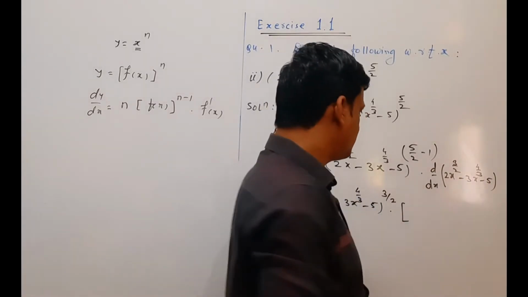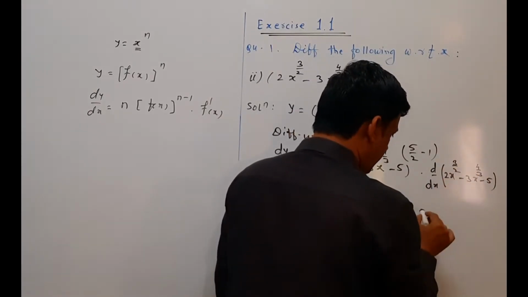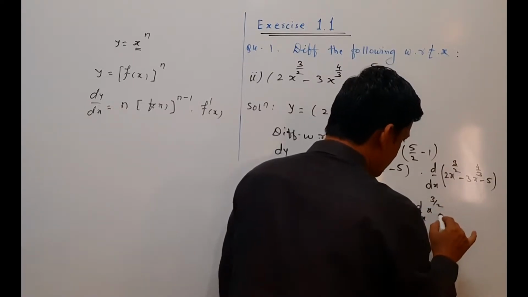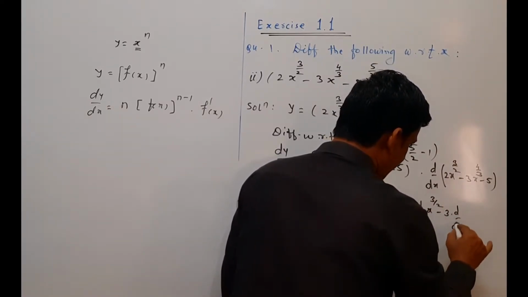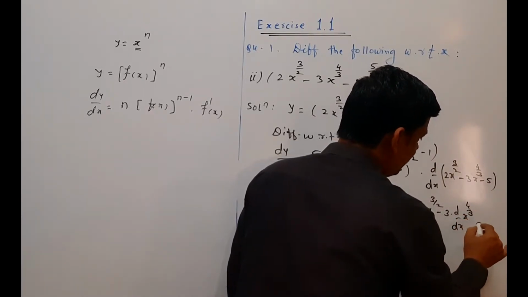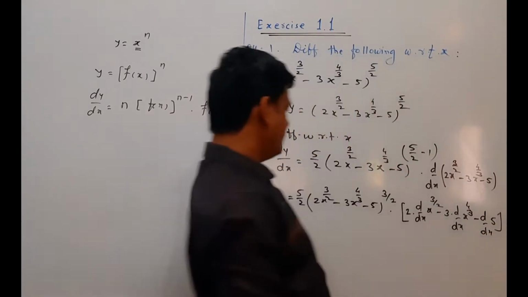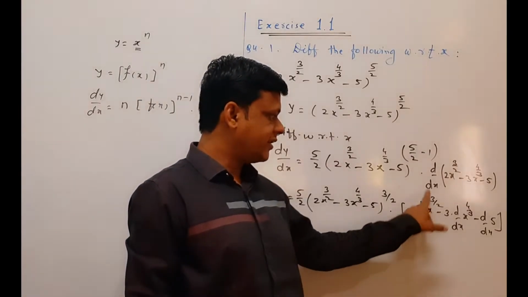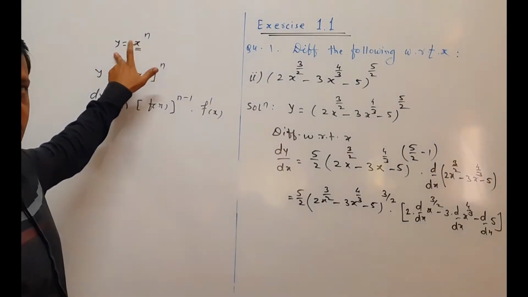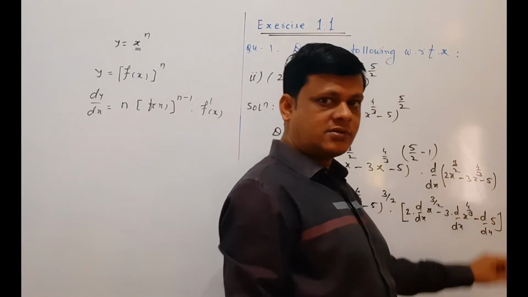each term. So we write here 2 into derivative of x raised to the power 3 by 2. So we write d by dx of x raised to the power 3 by 2 minus 3 into d by dx of x raised to the power 4 by 3, then minus d by dx of 5. So we find derivative of x raised to the power 3 by 2 by using the concept derivative of y equals to x raised to the power n. Here also we apply the same rule. Then derivative of constant we write 0.